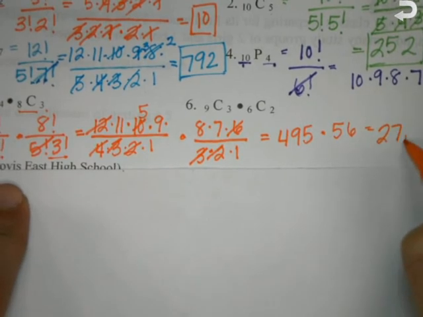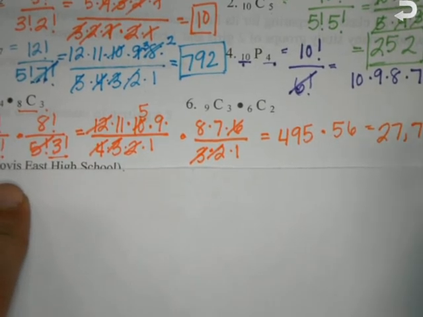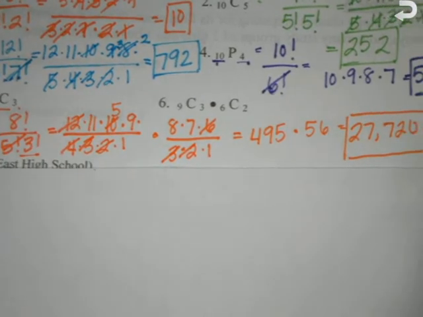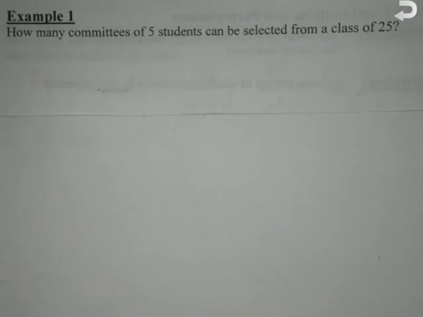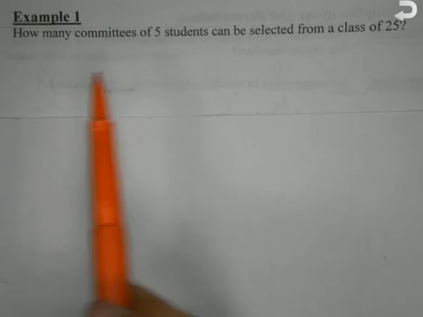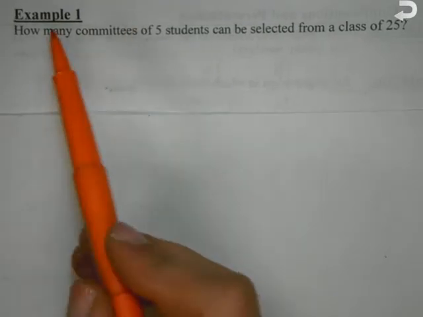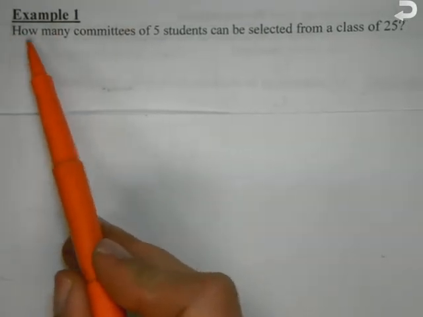So now this is more of what we're actually going to see. We have word problems, and we're going to have to decide if these are combinations or permutations. Reading example 1: how many committees of 5 students can be selected from a class of 25?